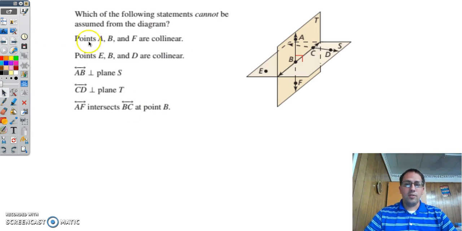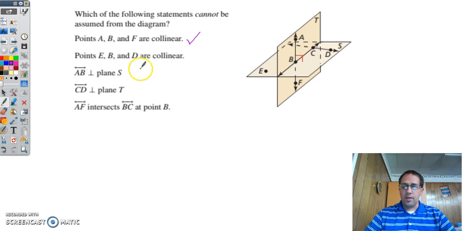Okay, so last one, I want you to look at this, pause the video. Which of these statements cannot be assumed as true? Alright, so let's take a look at this. Which of these can we assume to be true? Points A, B, and F are collinear. So there's A, there's B, there's F. What do we think? Collinear? Sure, we see this line going straight through it. So that is good. We like that one.